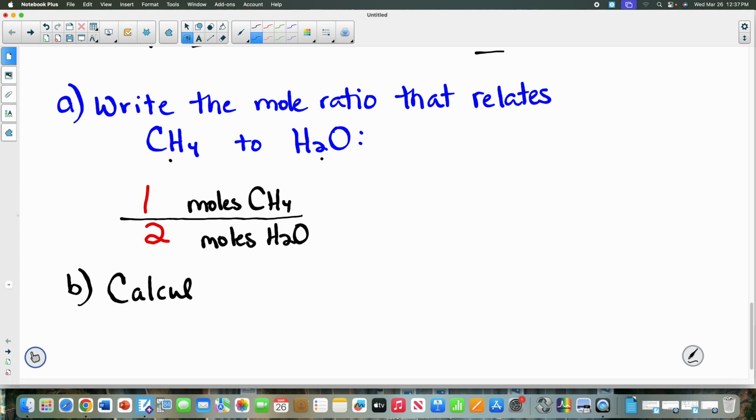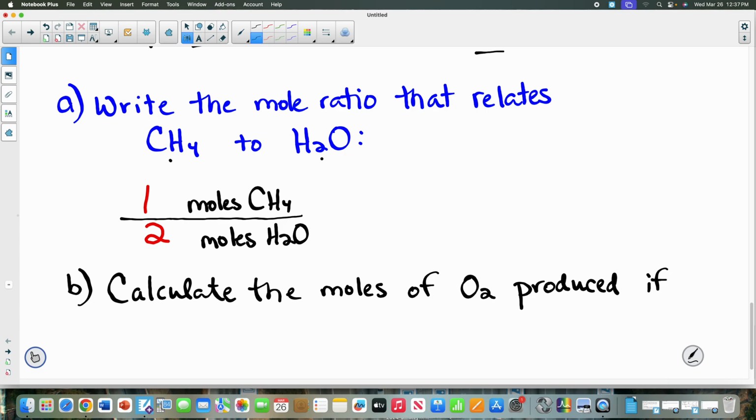Calculate the moles of O2 produced if 0.325 moles of CH4 reacts.